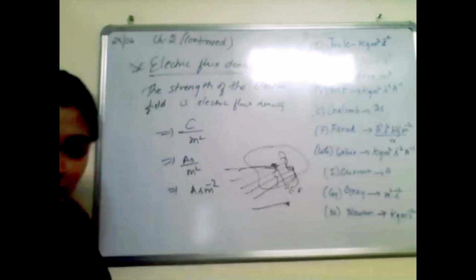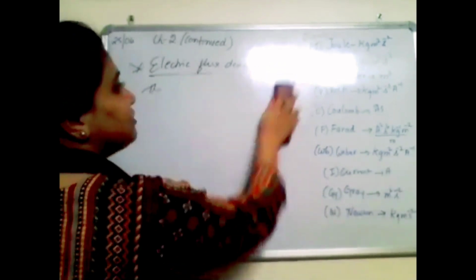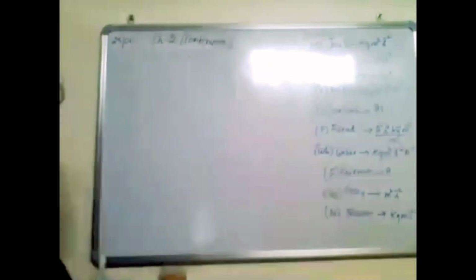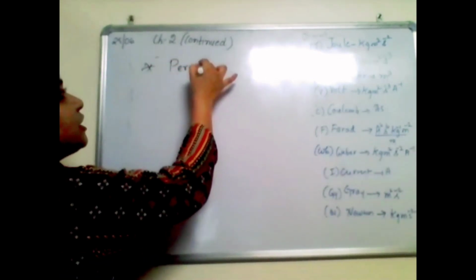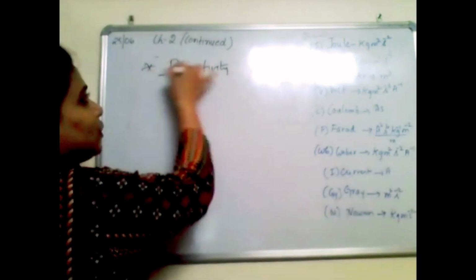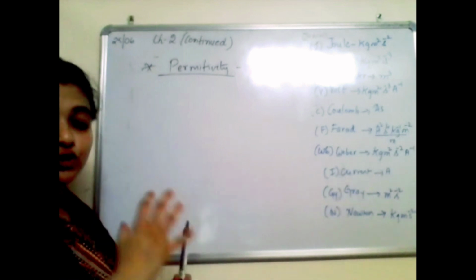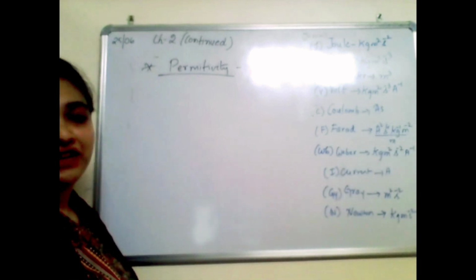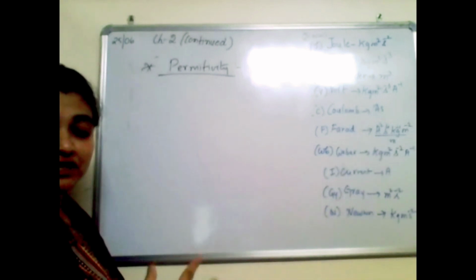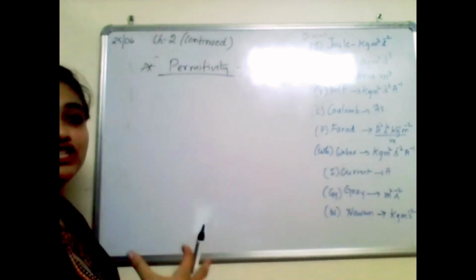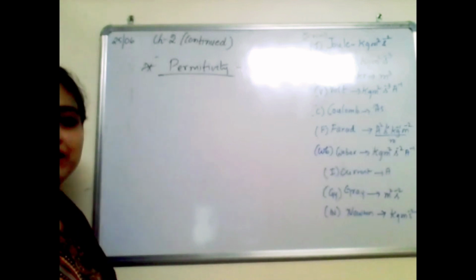Now we'll go ahead with permittivity. The word itself is what? Permission. Give me some permission, madam, or give me some permission, sir. So permittivity is the next concept in physics. What is permittivity? Permittivity is nothing but the ability of a substance to store electric charge in the electric field. How much it is permitting a substance to store the electrical energy in an electric field. That is called permittivity.